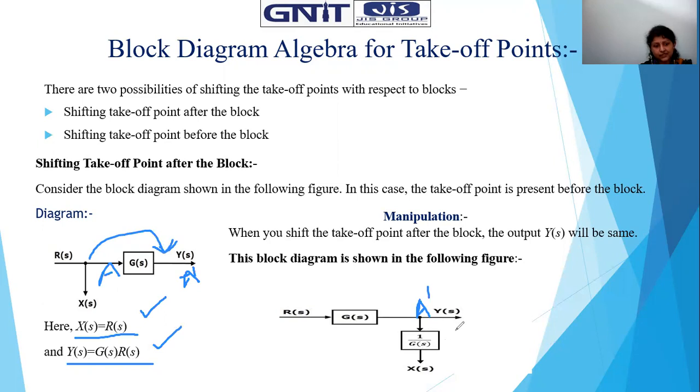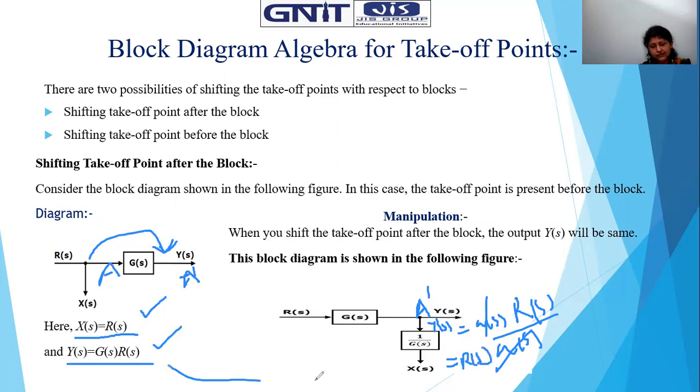We will get here Y(s), right? Y(s) is equal to G(s) into R(s). If it is divided by G(s), then G(s) will cancel. We are getting X(s) as R(s). So we are getting X(s) as R(s), and that should be accomplished. In this way, whenever the takeoff point is moving towards the right, the manipulation will be 1/G(s).